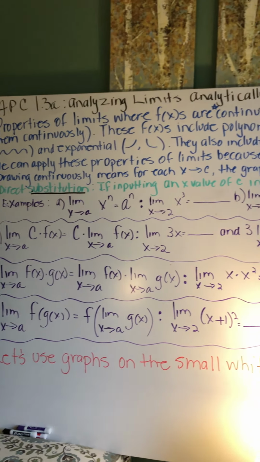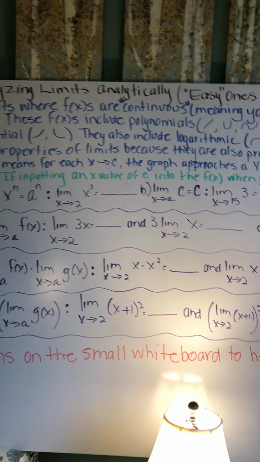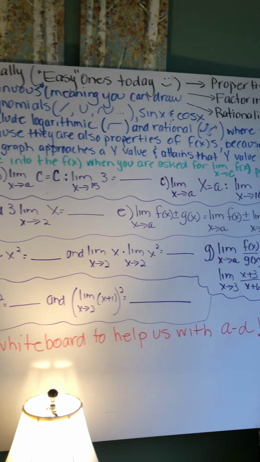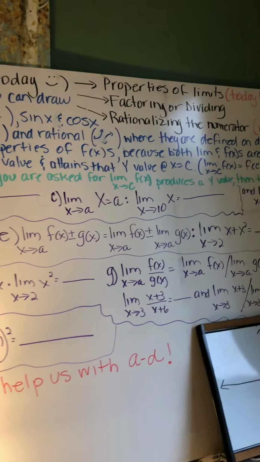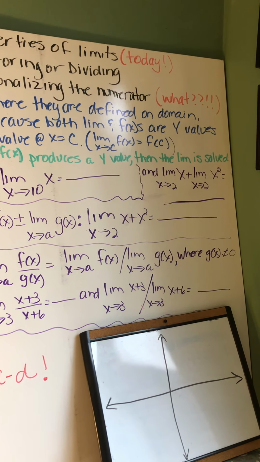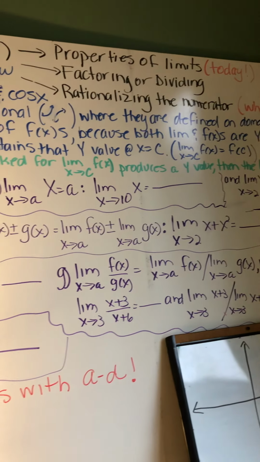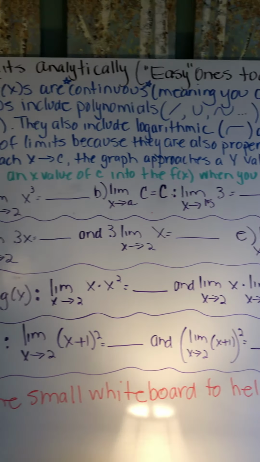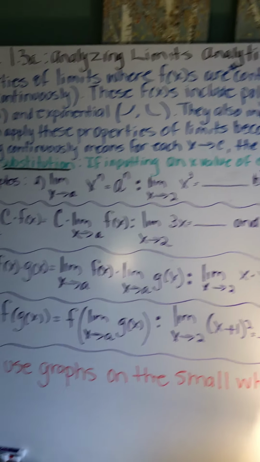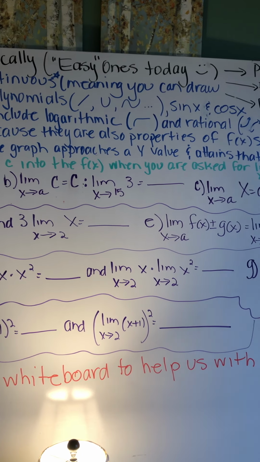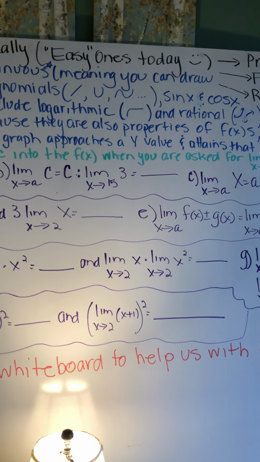Students, it's Ms. Culver. We are working on section 1.3 today, and we are starting with A. We have broken 1.3 into 3 sections. There'll be an A, B, and a C because there's a lot going on in 1.3 and it's all very important. Today, you'll be happy to know 1.3A, we will be analyzing limits analytically, and we will be doing the easy ones today. So let's find out what that means.